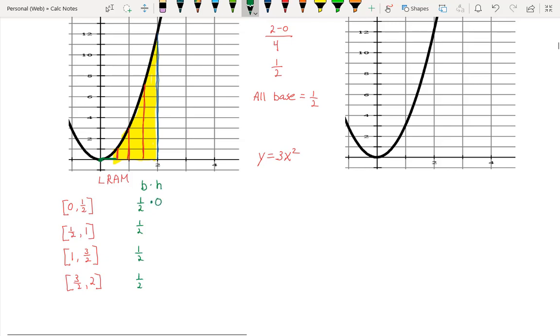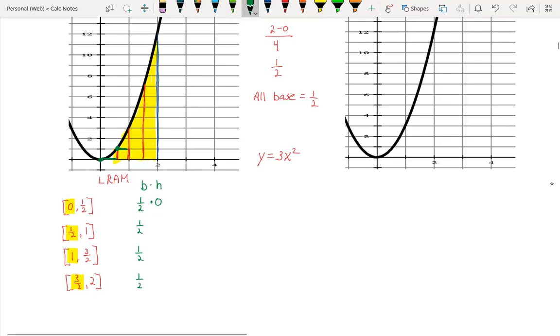If I go to the second rectangle and use the left-hand point right here, I need to know how high that is. It looks to me like it's 1 unit high according to the graph. But how do I know that without plugging it into my function? On the first rectangle, I used 0. On the second rectangle for the height, I'm using a half. On the third rectangle, I'm going to use 1. And on the fourth rectangle, I'm going to use 3 halves. That's going to be the height of each one of these.